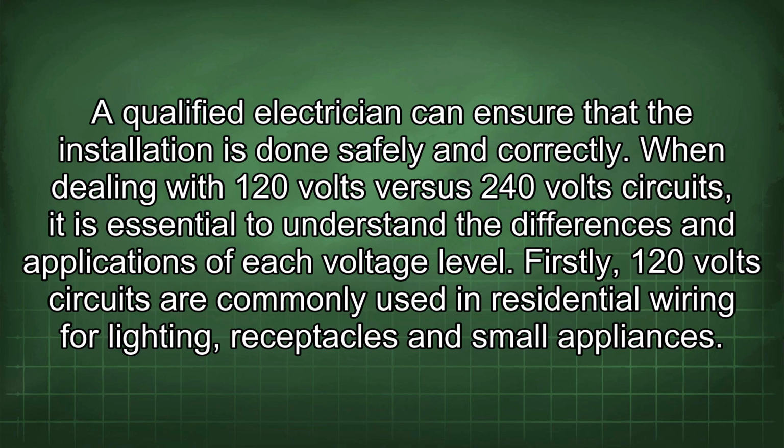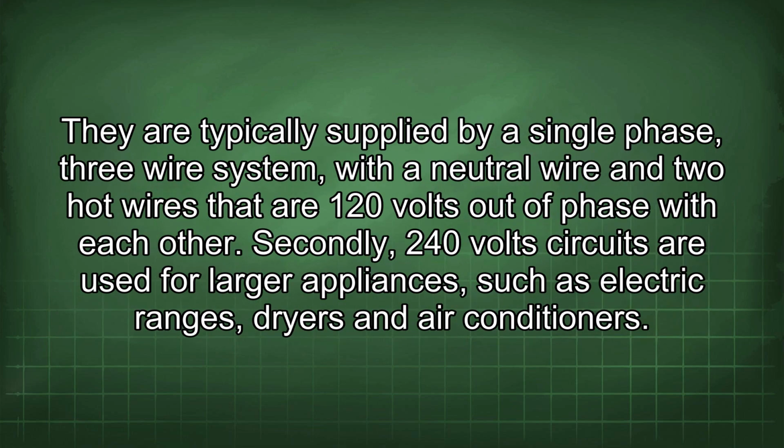When dealing with 120 volt versus 240 volt circuits, it is essential to understand the differences and applications of each voltage level. Firstly, 120 volt circuits are commonly used in residential wiring for lighting, receptacles and small appliances. They are typically supplied by a single-phase, 3-wire system, with a neutral wire and 2 hot wires that are 120 volts out of phase with each other.